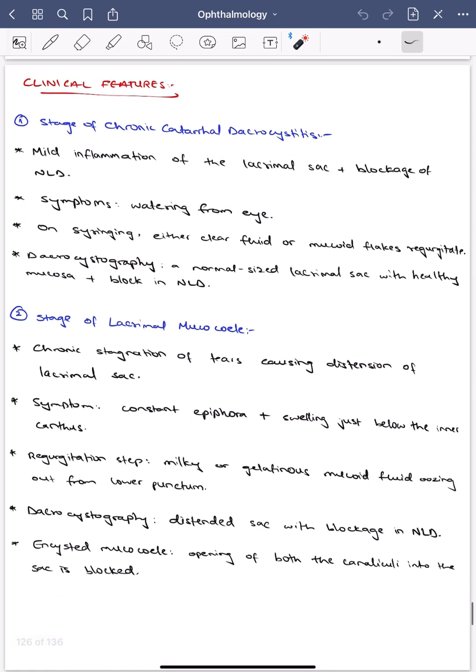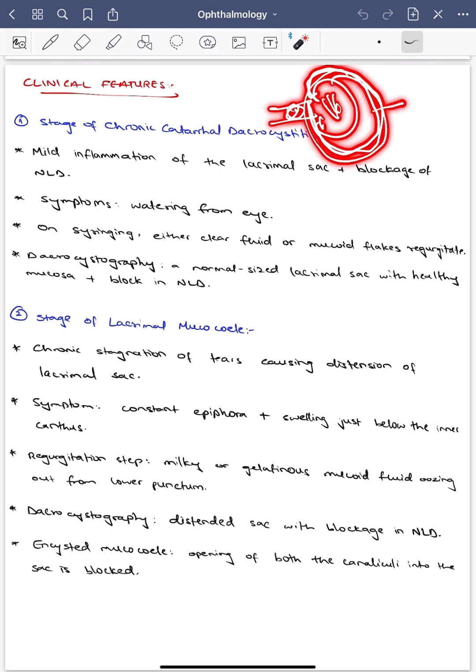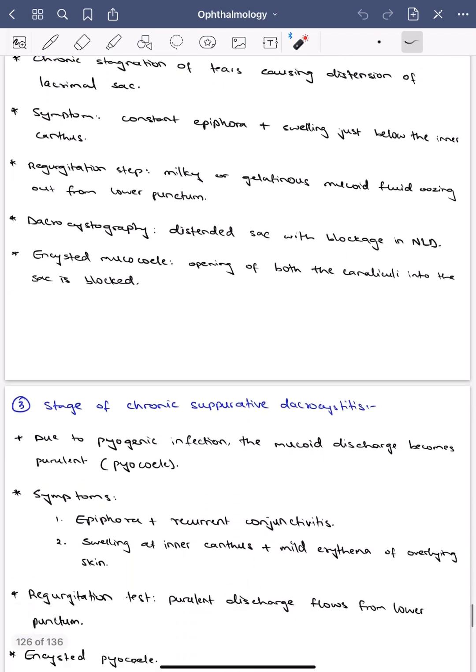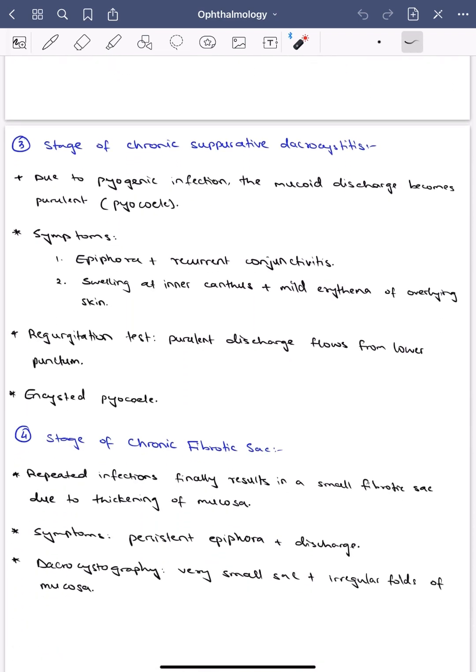The clinical stages, we discussed the four stages. The stage of chronic catarrhal dacryocystitis, where there is blockage and mild inflammation of the lacrimal sac. Then we discussed the stage of lacrimal mucocele, where there is stagnation of tears and distension of the lacrimal sac. Then the conversion of mucocele into pyocele due to infection. Then the symptoms are swelling with erythema over the overlying skin, then recurrent conjunctivitis and epiphora. And finally we discussed the stage of chronic fibrotic sac, that is due to repeated infections, the mucosa becomes thickened, and this results in a small fibrotic sac. So these are the four stages of chronic dacryocystitis.